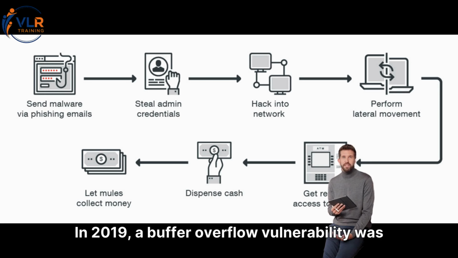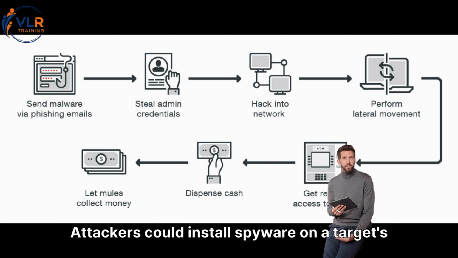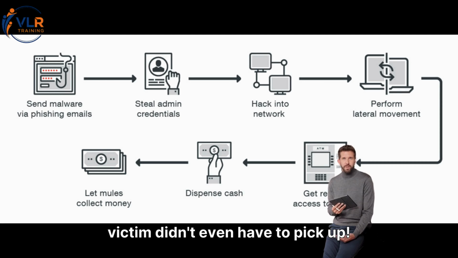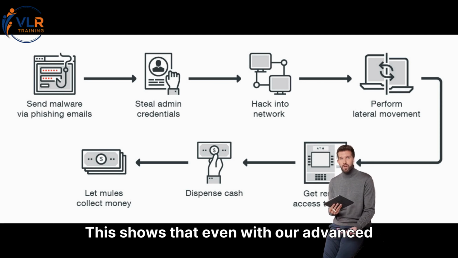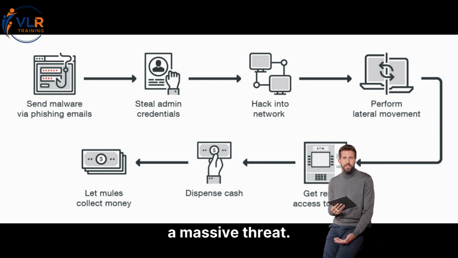In 2019, a buffer overflow vulnerability was discovered in WhatsApp. Attackers could install spyware on a target's phone just by making a voice call. The victim didn't even have to pick up. This shows that even with our advanced technology, these old-school bugs are still a massive threat.